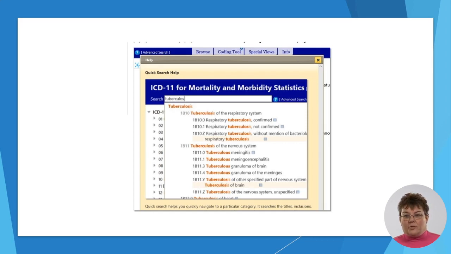So they have this great online tool. I use it all the time, and we're actually going to use it in this class. So for ICD-11, you do not need to go out and get a book because the information is right here at our fingertips.